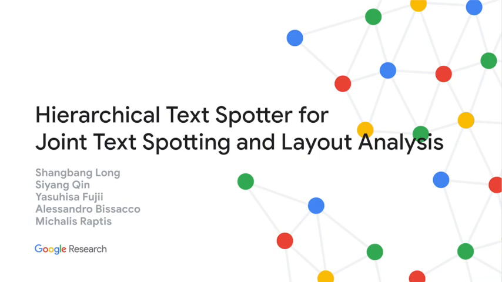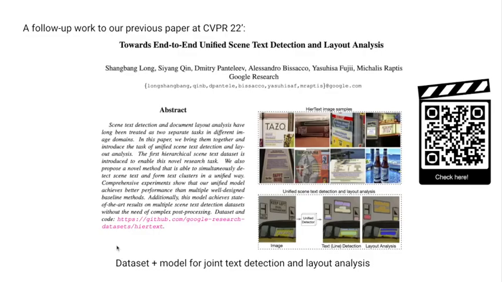I would like to introduce our paper, Hierarchical Text Spotter for Joint Text Spotting and Layout Analysis. It's a follow-up work to our previous paper at CVPR 2022, Towards End-to-End Unified Scene Text Detection and Layout Analysis. In this paper, we propose a dataset and a new model for joint text detection and layout analysis. You can scan the QR code to access this paper.